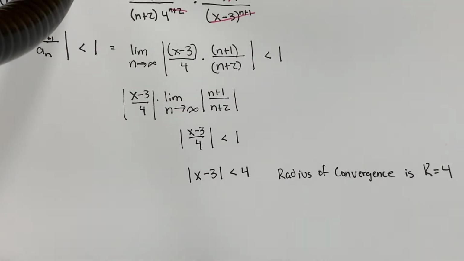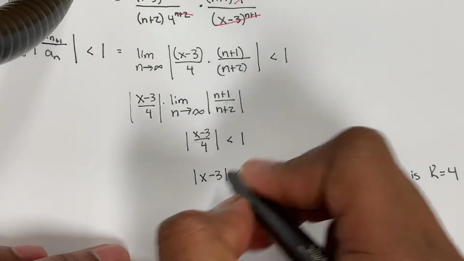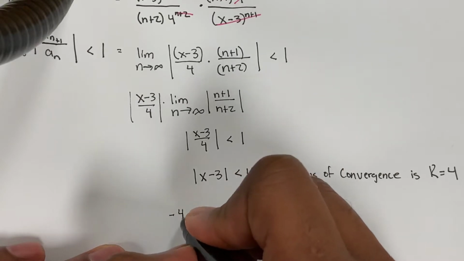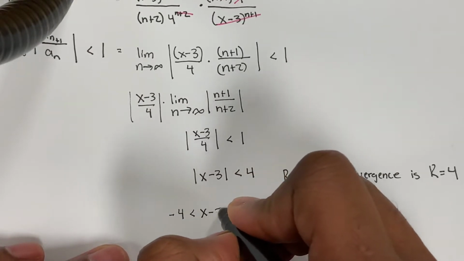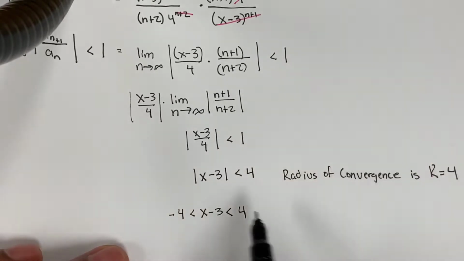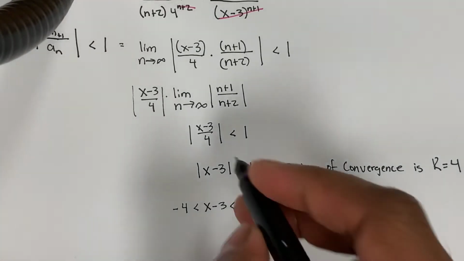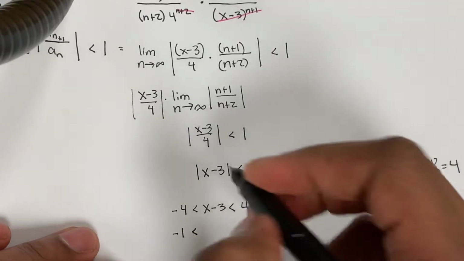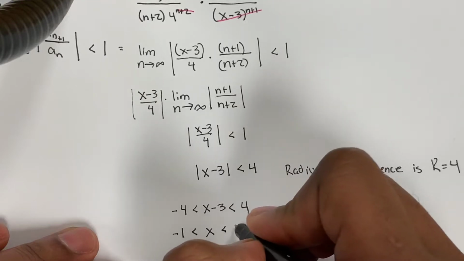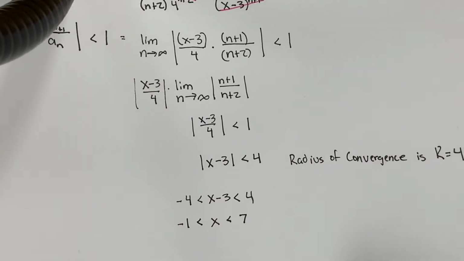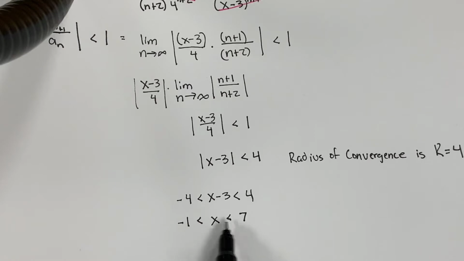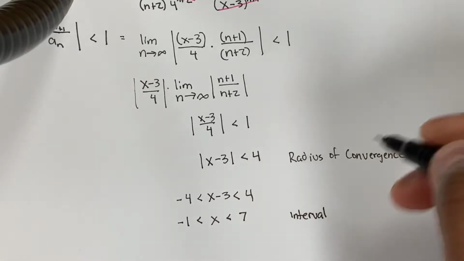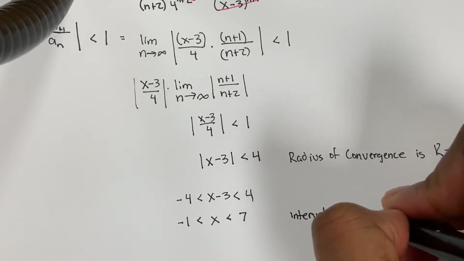To find the interval of convergence, we solve this inequality. Anytime we have an absolute value inequality where it's less than, we put what's inside the absolute value between positive and negative 4 in this case. To solve this, we add 3 to the outsides, and we get negative 1 is less than x, which is less than 7. So the question is, do we include the 7 and the negative 1? So we have a working version of our interval of convergence.